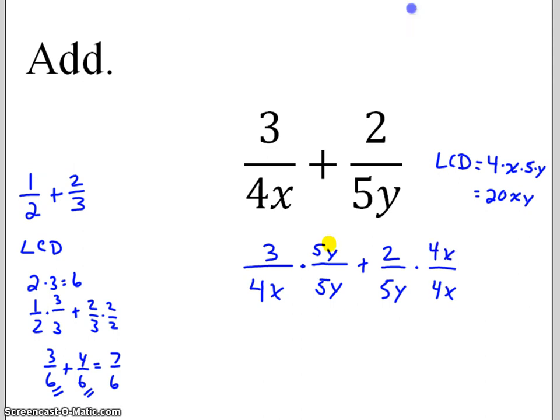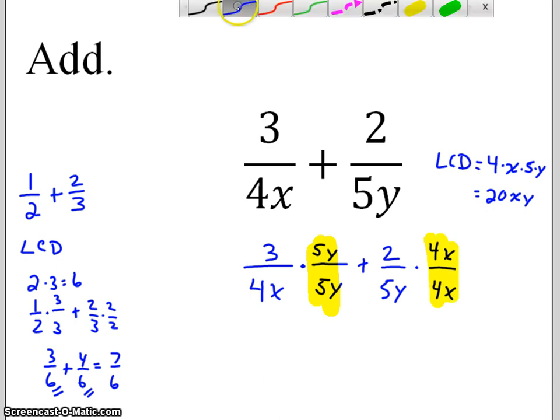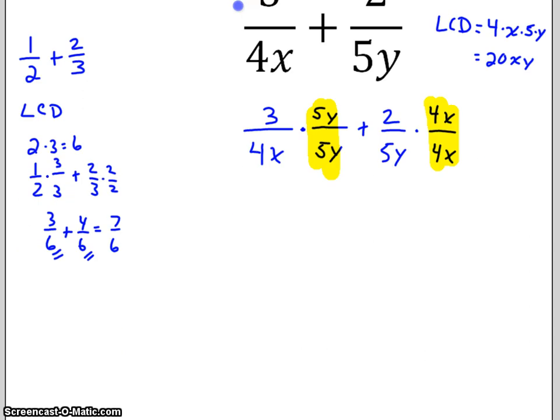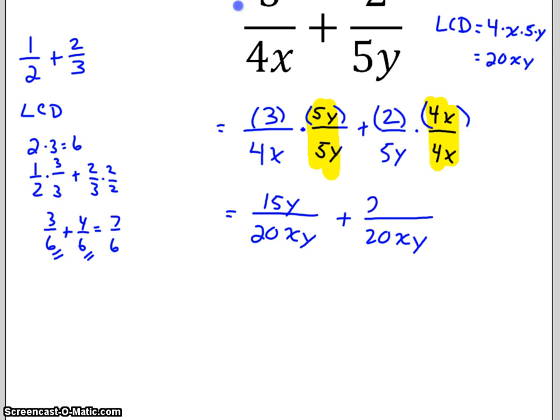Now a thing to note here is that these two fractions are equivalent to 1, so we're actually not changing this at all. Now our denominators are going to be 20xy, and our other denominator will also be 20xy. So we have common denominators, which we can then combine the numerators. In our first numerator, we're doing 3 times 5y, so 15y. And the second one, we're doing 2 times 4x, so that's going to be 8x. So 15y plus 8x.